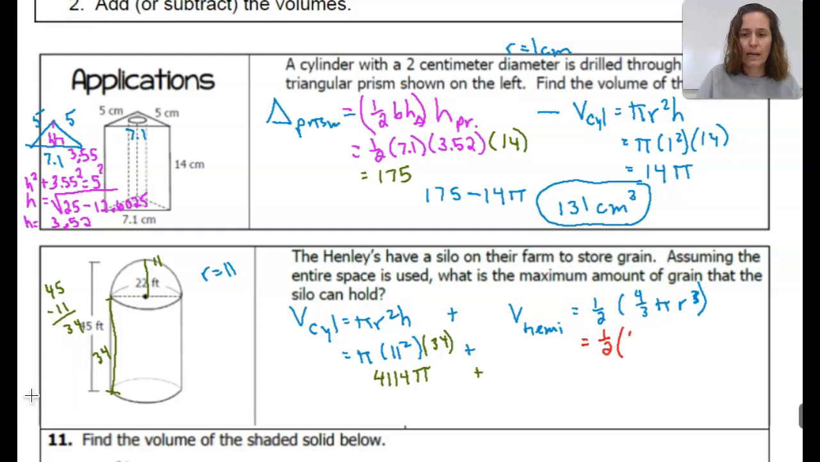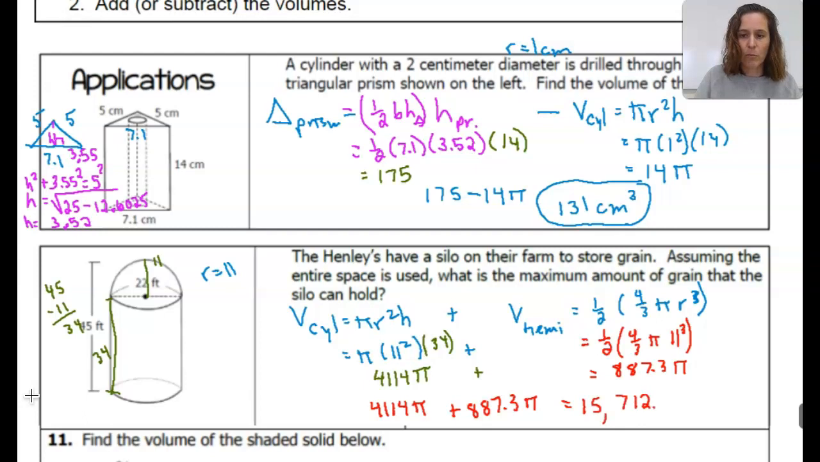Now let's go ahead and figure out the volume of the hemisphere. So we already know it's 1/2 times 4/3 pi. We already know the radius is 11, and then we cube it. When you simplify all that, you would get 887.3 pi. When you plug this last line into your calculator to find your total volume, you would have 4,114 pi plus 887.3 pi, and as a decimal it'd be 15,712.05 feet cubed as your final answer.